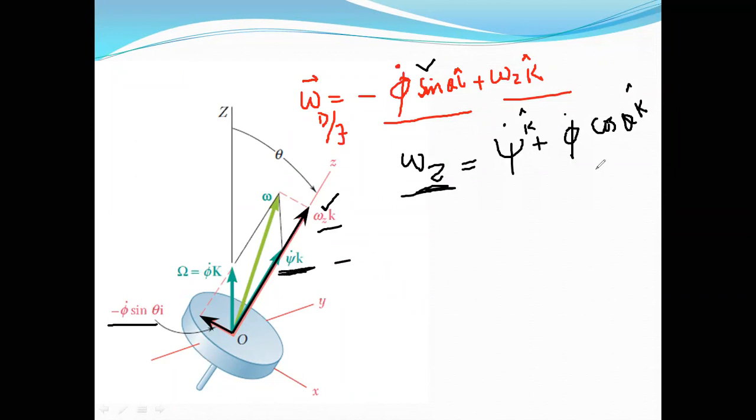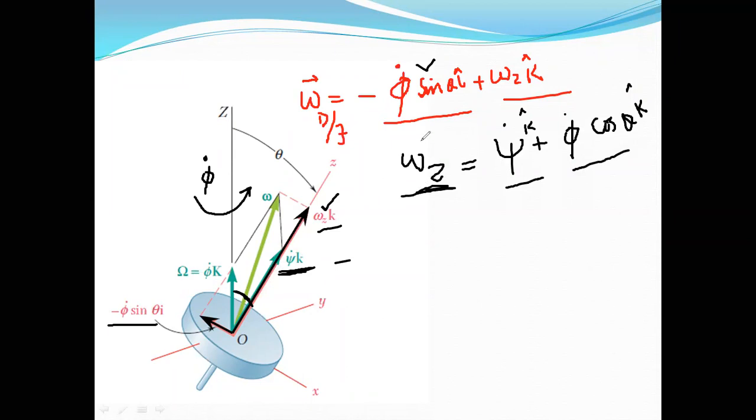It has one more component certainly along the axis, that is phi dot cos theta k cap. This angle is our theta. Whatever is the rotation along the z axis, we are writing that as phi dot. So phi dot cos theta is certainly along the same direction, and this psi dot and this phi dot cos theta are all along the z axis.